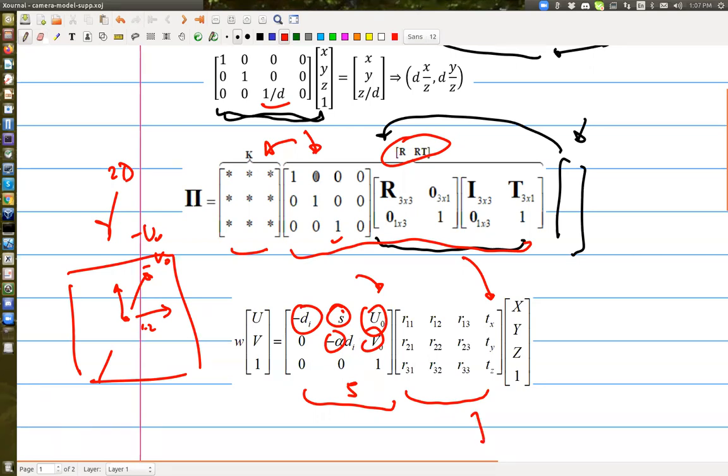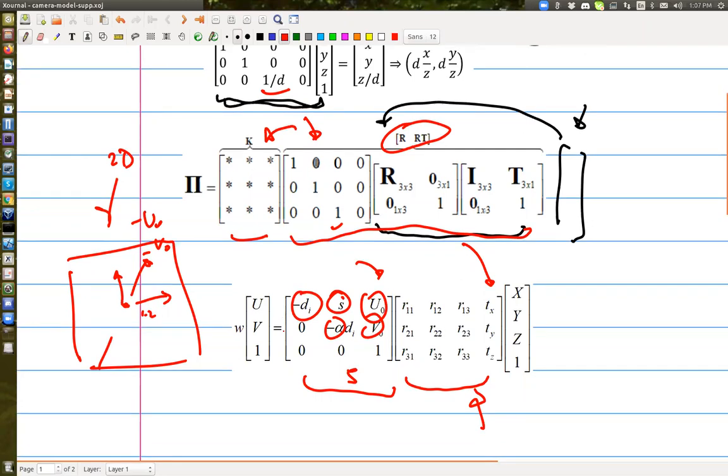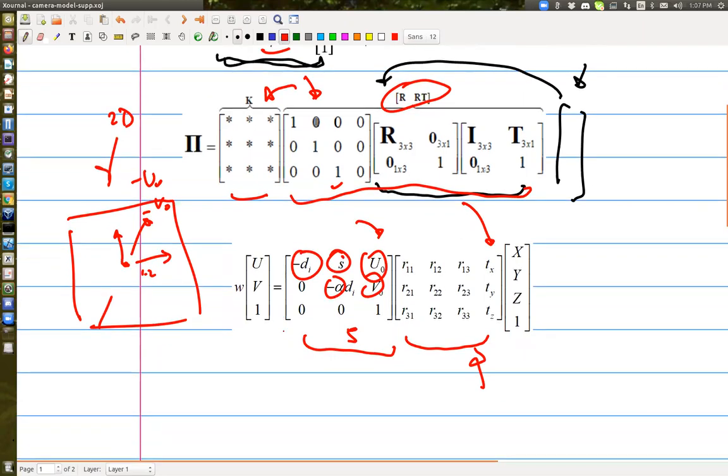And here, oh, by the way, maybe starting with a question right here. How many parameters do you think are in this extrinsic matrix?